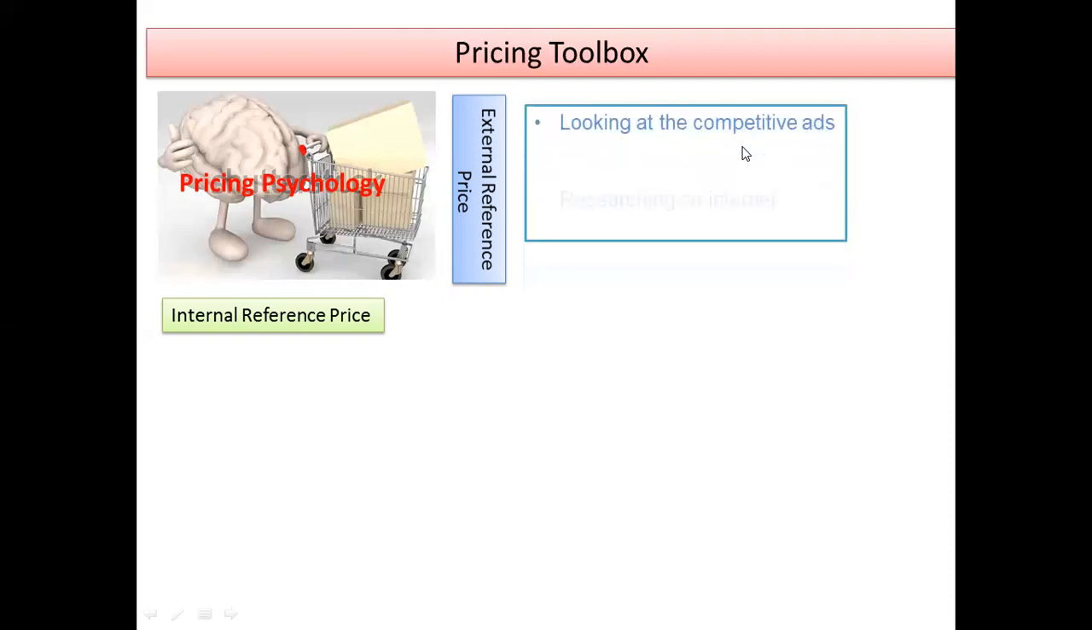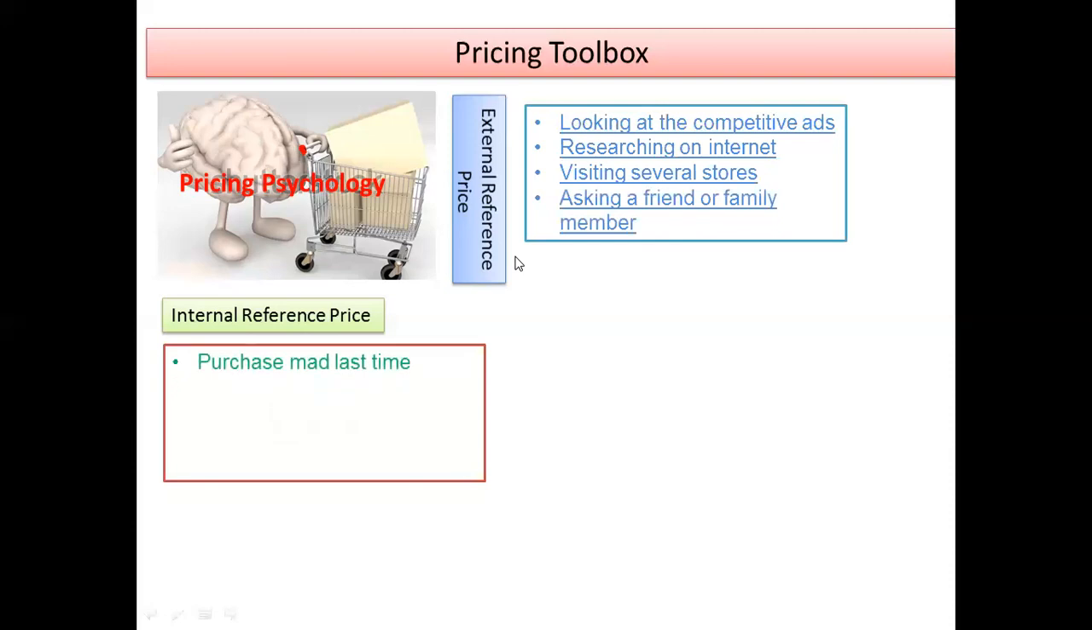Some of the factors that the customer may consider: the external reference price is affected by looking at competitive ads, researching on the internet, visiting several stores, asking a friend or family. So these are all the external references that may have made up your mind as a customer about what should be the appropriate price of a particular product.